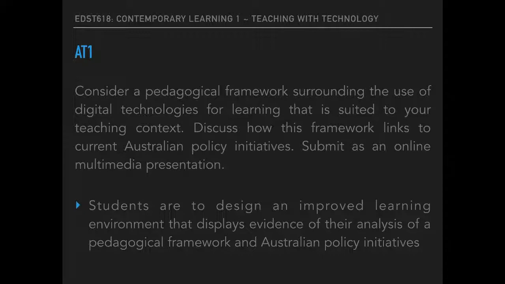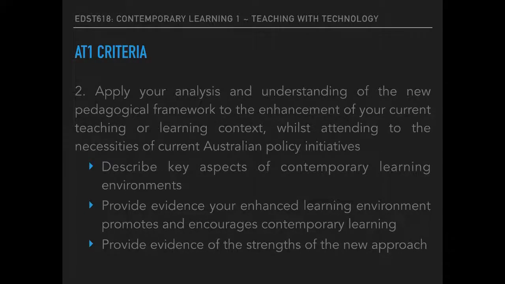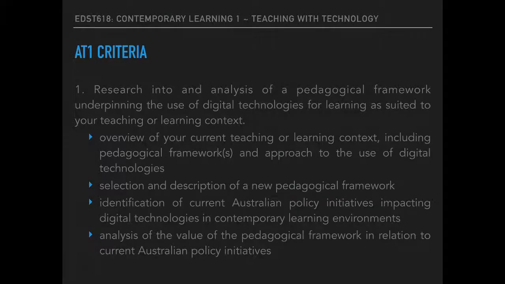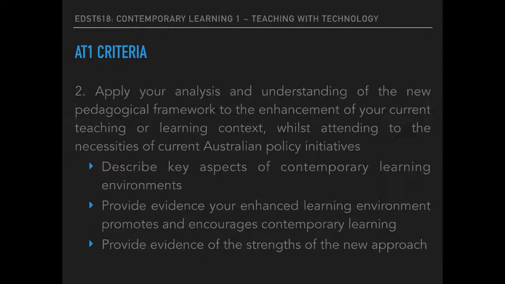So, going back to the description and the purpose of the assignment task, as per the unit outline, is to design an improved learning environment that displays evidence of your analysis and of your pedagogical framework and Australian policy initiatives. So criterion number 2 is taking what you have done in criterion number 1, which is the selection and identification of a framework and policy initiatives respectively, and then the analysis of those. And what you're doing is you're applying this to your current teaching or learning context with a view to improvement.